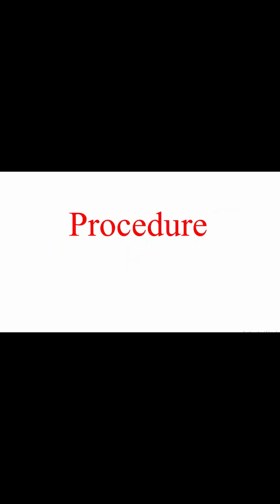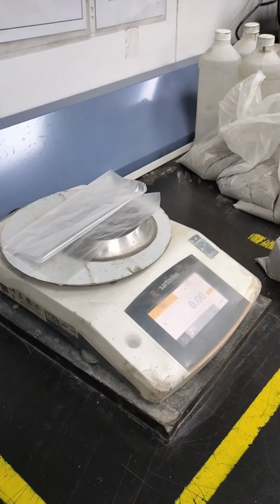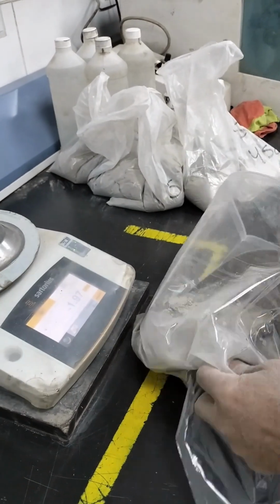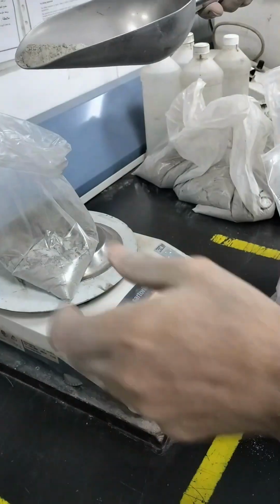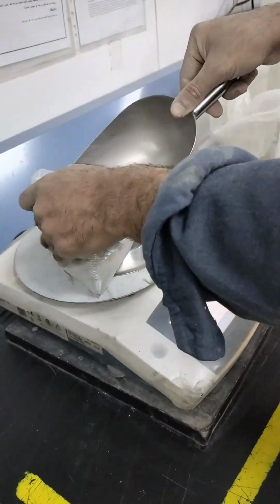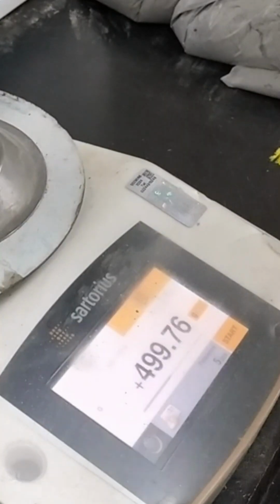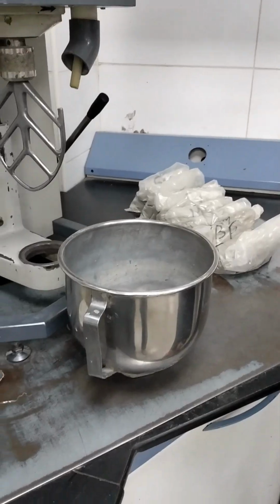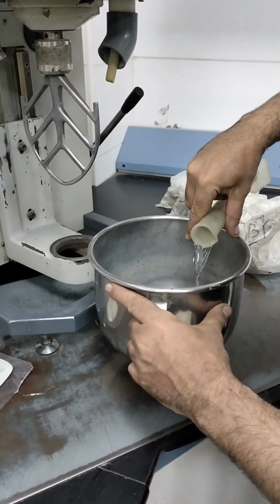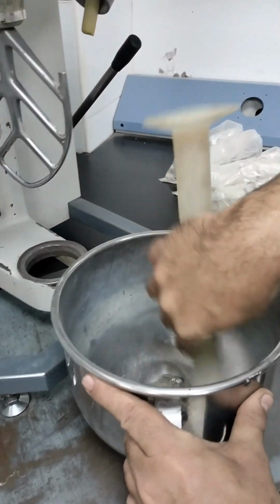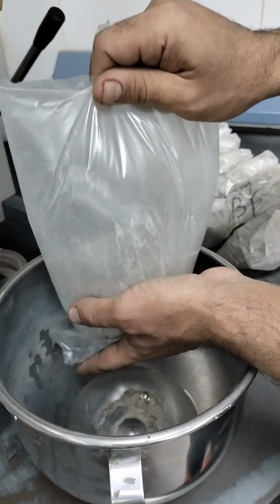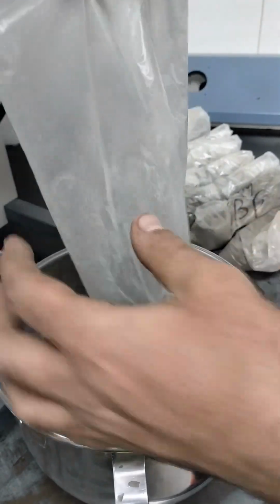Procedure. Weigh, to an accuracy of plus or minus 1 gram, 500 gram of cement. Weigh a quantity of water, for example 125 gram, and add into bowl. Then add cement into the bowl, taking care to avoid loss of water or cement.